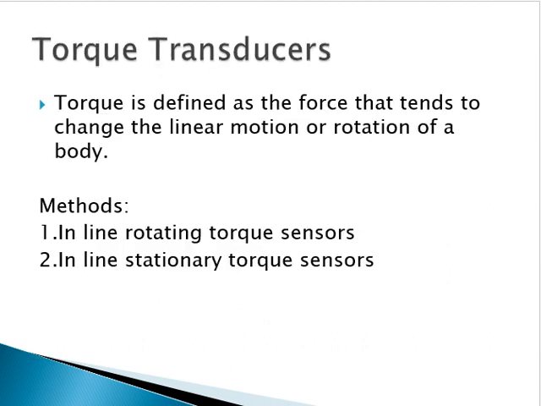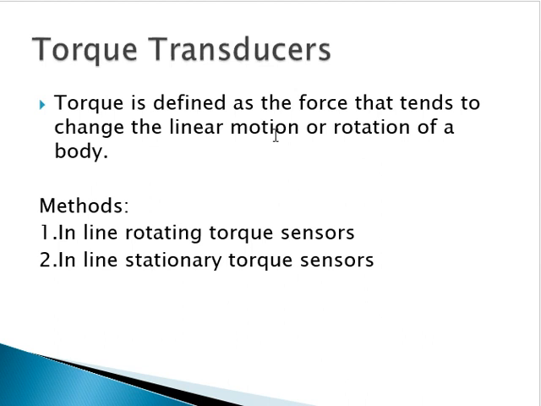Let us see the next type of transducer, which is called a torque transducer. So what do you mean by torque? Torque is defined as the force that tends to change the linear motion or rotation of a body. So torque is one type of force that is changing the motion of the body. It may be linear or rotational. There are two methods used for measurement of torque. First is inline rotating torque sensors. Second is inline stationary torque sensors.